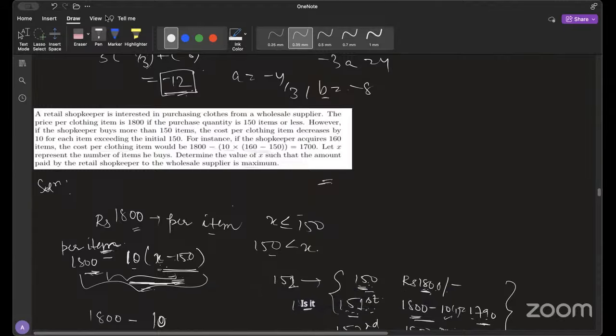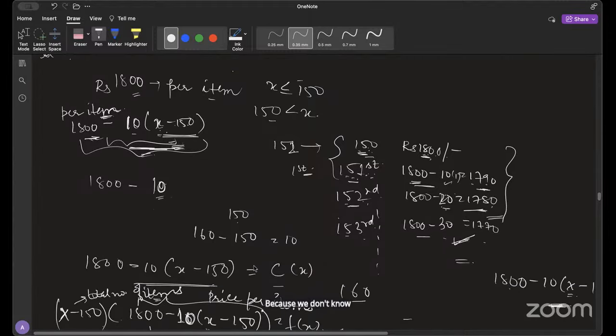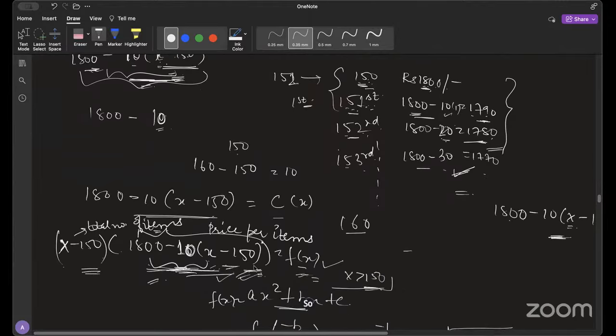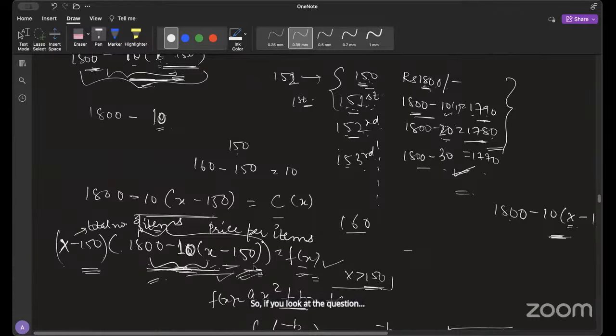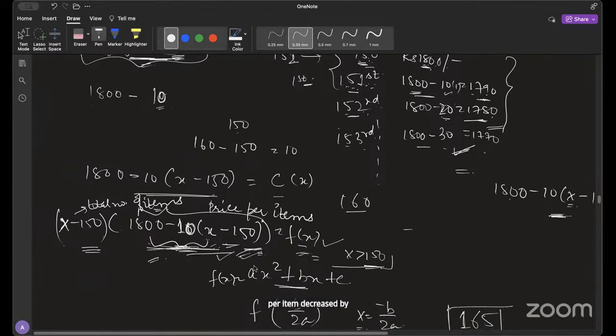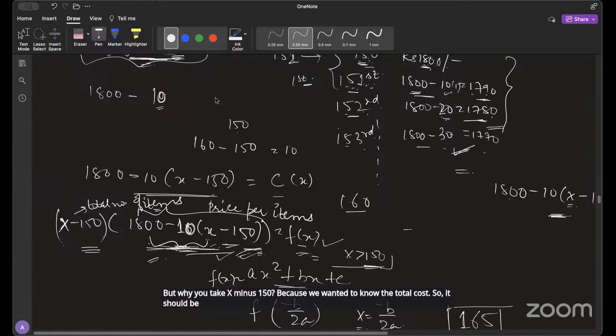Here the question states that if the number of items X, because we don't know how many items are purchased. So if we look at the question, it is asking if the number of items X is greater than 150, then the cost per item decreases by 10. And for this, the equation is going to be 1800 minus 10 multiplied by X minus 150. But why do you take X minus 150? Because we wanted to know the total cost, so it should be X only, not X minus 150. Yeah, that's what I think.